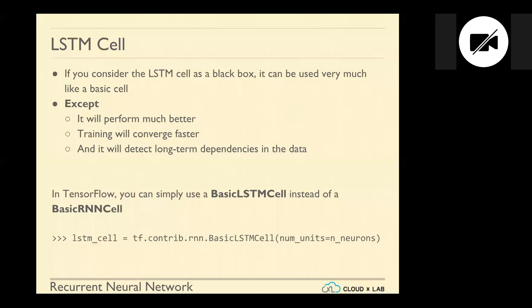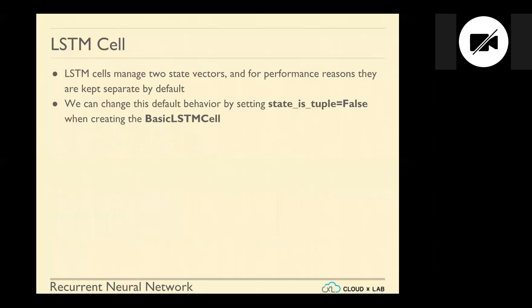But it's actually pretty easy to visualize because it is basically like our usual workflows. So it performs much better. Training will converge faster, and it detects long-term dependencies in the data. You can just use the basic LSTM cell. The LSTM cell manages two state vectors, and for performance reasons, they are kept separate by default. We can change this default behavior by setting state_is_tuple equals False.